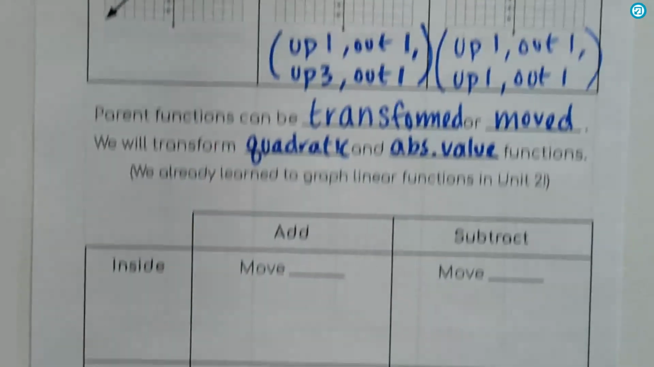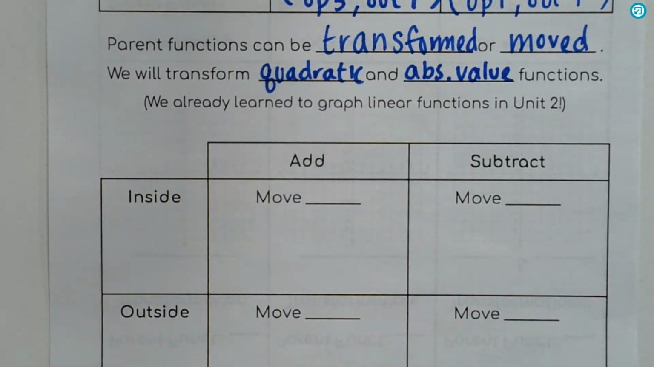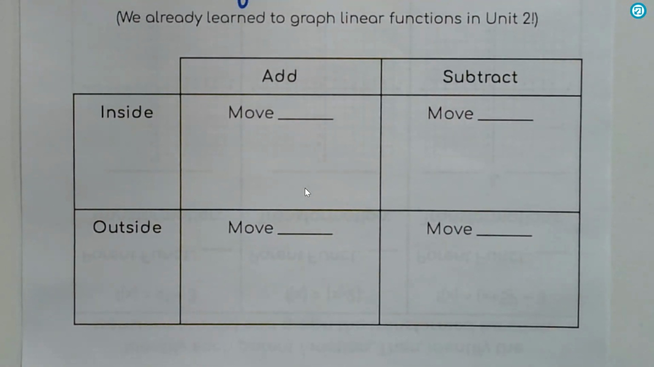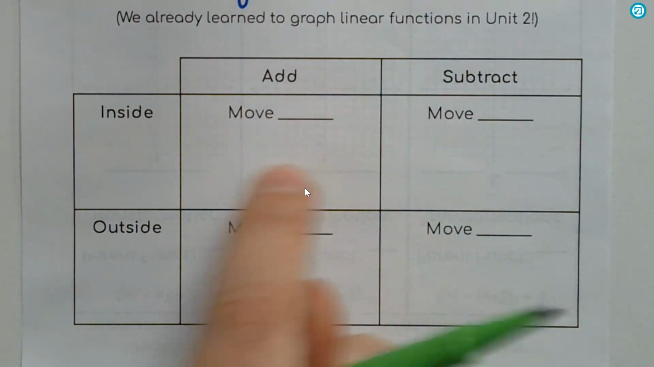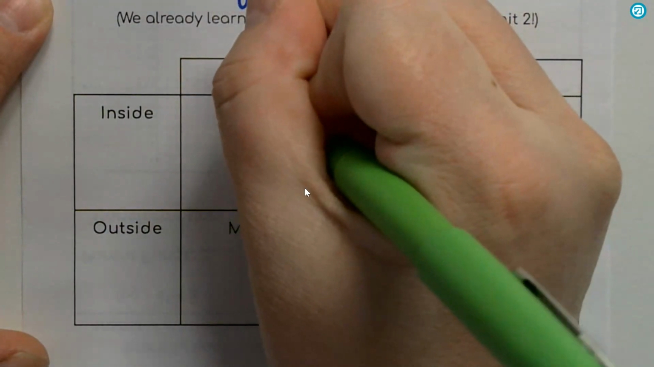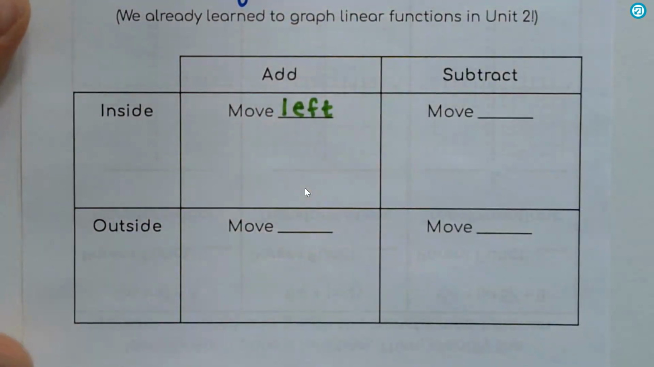Okay, so moving down, we are going to fill in this table, and this is going to tell you where your graphs move. There are 4 possible directions your graphs can move today: up, down, left, and right. If you add inside a function, you are going to move to the left. If you subtract inside a function, you are going to move to the right.